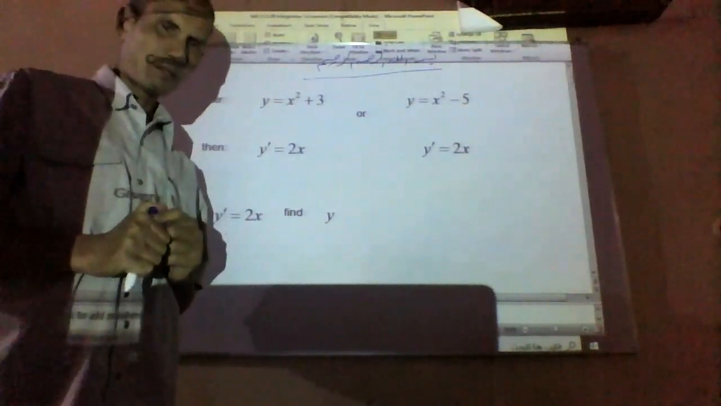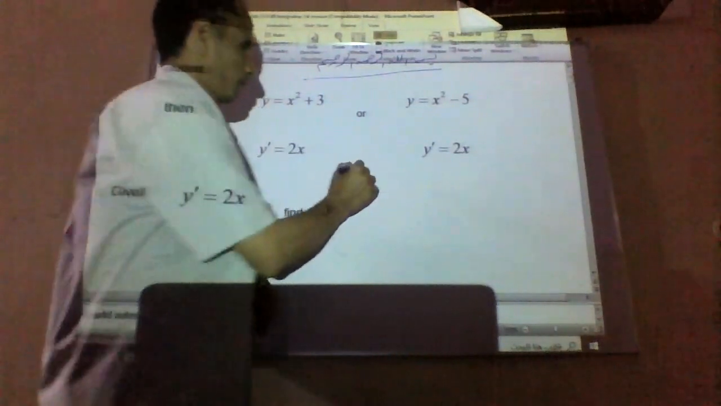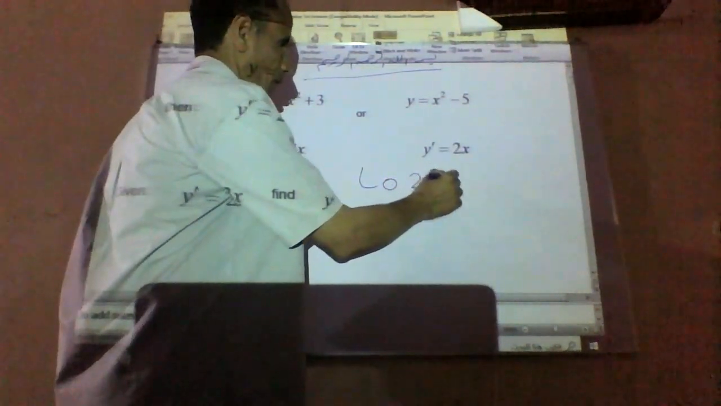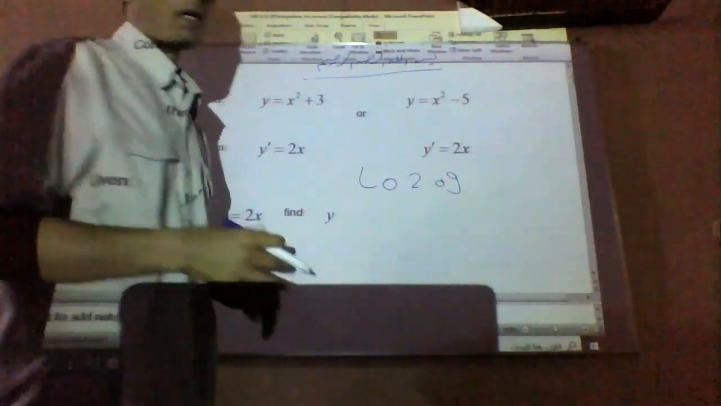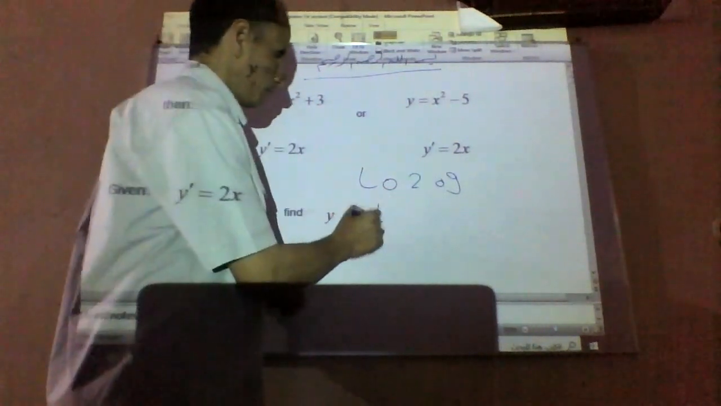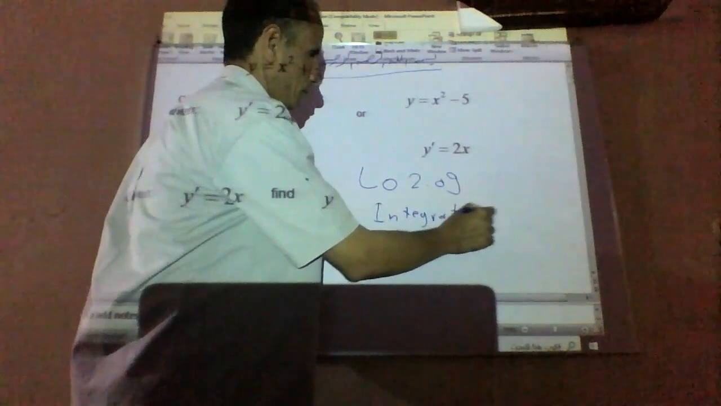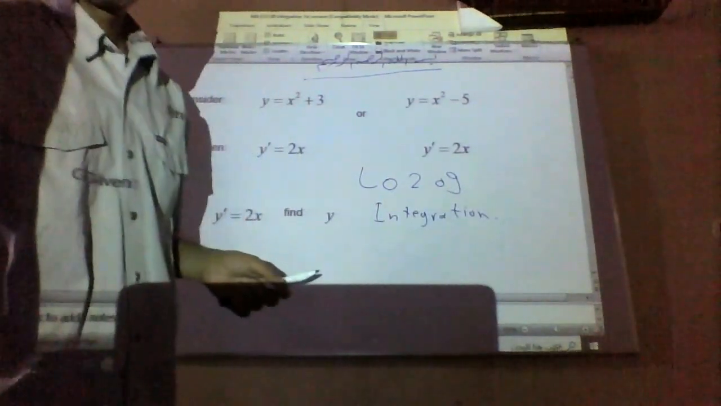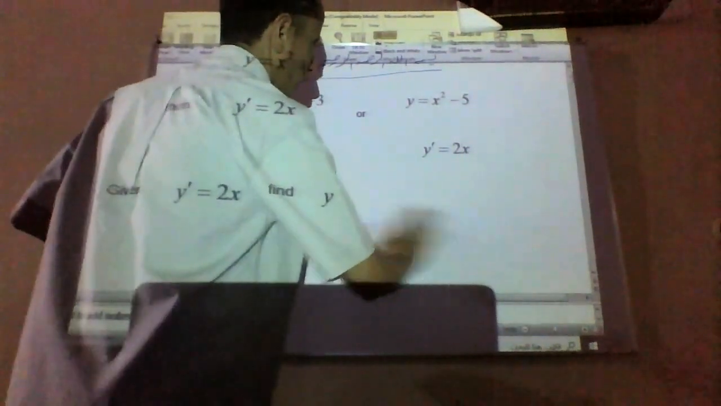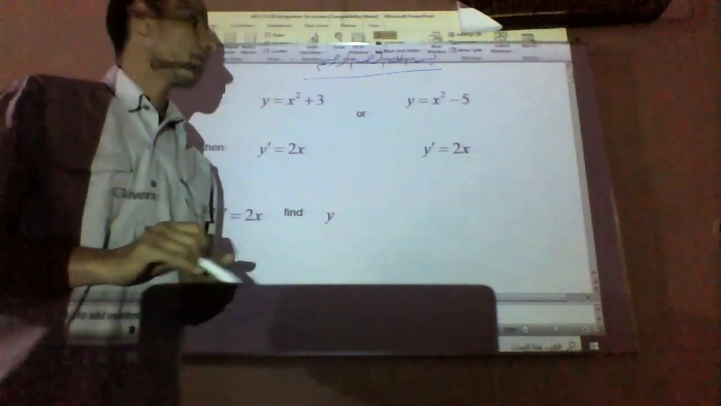We will start in LO 2.5. Our next LO this year is about integration. We start from what we studied before, which is differentiation.